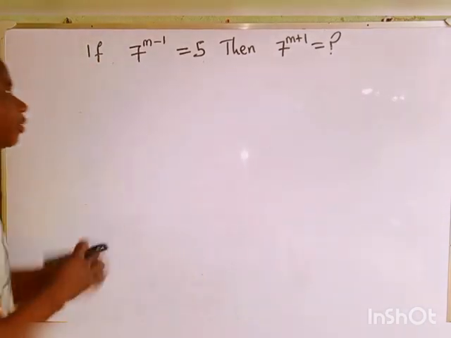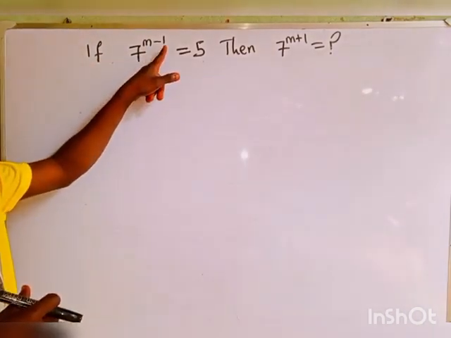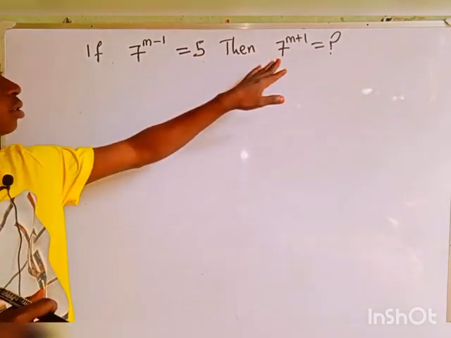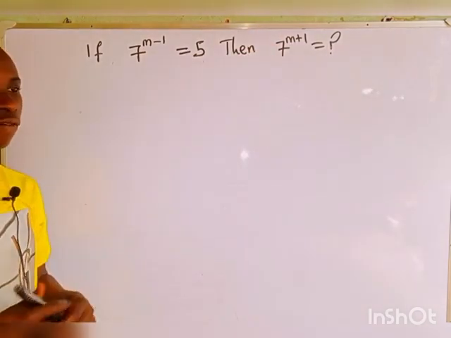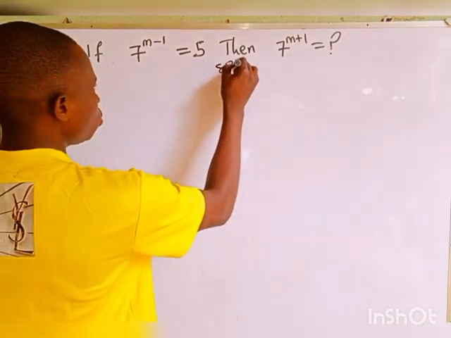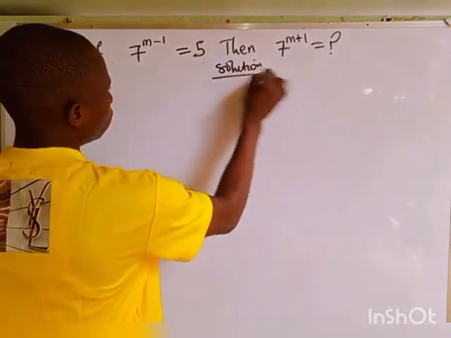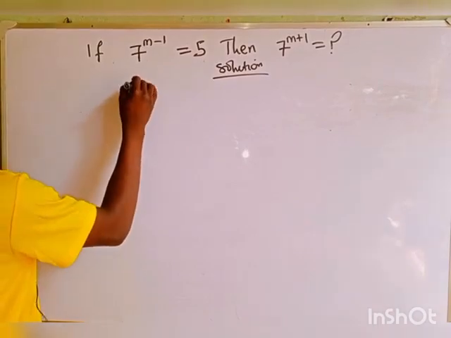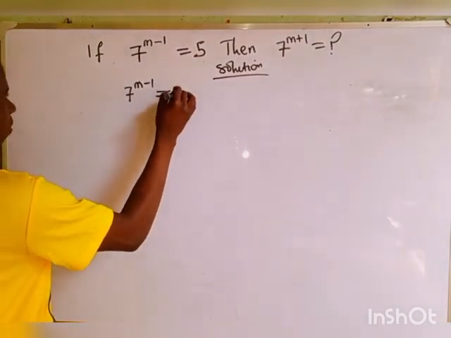So the question on the board reads: if 7^(m-1) is equal to 5, then what is the value of 7^(m+1)? So let's get started. Solution. From the question, we are given that 7^(m-1) is the same as 5.